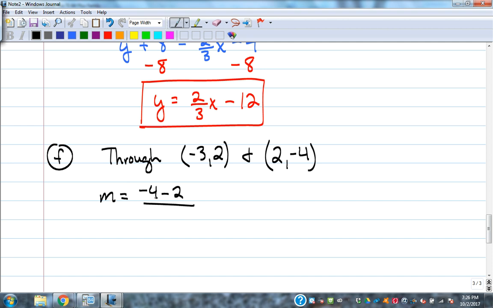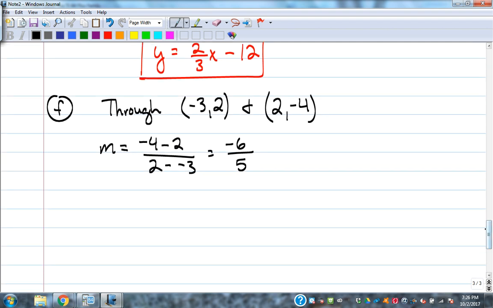-4 minus 2 over 2 minus -3. -6 over 5. -6/5 is our slope. Now, here's where you again get the choice about what ordered pair you're using. We're going for slope-intercept form, so it doesn't matter which ordered pair you choose. I'm going to show you both of them here because we did this. Actually, this is the same problem as example C was.